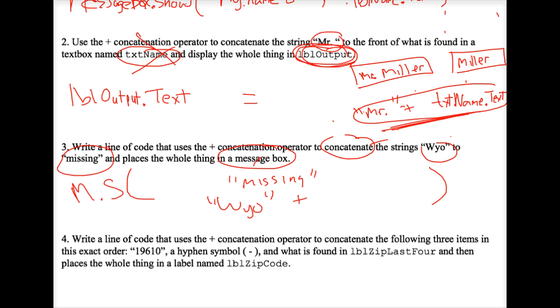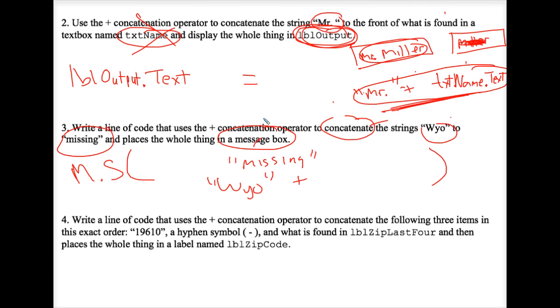I'm not going to take the time to rewrite this, but all of this needs to be right here to the right of the equals. And that is your final answer. LBL output dot text equals Mr. in double quotes plus txt name.text. Now when this program runs, any teacher can type his or her name in here, and it will be concatenated with Mr. I guess it's males only right now, the way this works. Any questions from this group?